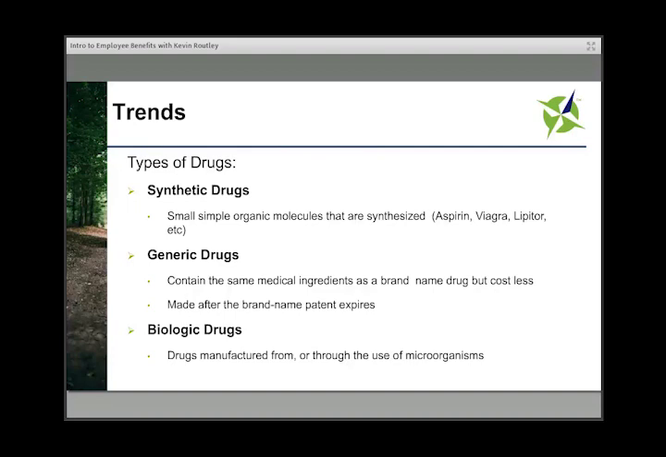A biologic drug is a drug manufactured from or through the use of microorganisms, which is synthesized through the DNA of the individual. Very expensive. This is what's driving benefit programs. It's what has the federal government talking about a national pharmacare strategy to deal with catastrophic drug costs. Within benefit programs, a lot of employers are dealing with the ongoing cost of their stop-loss premium continuing to rise. And it's as a result of biological drugs.